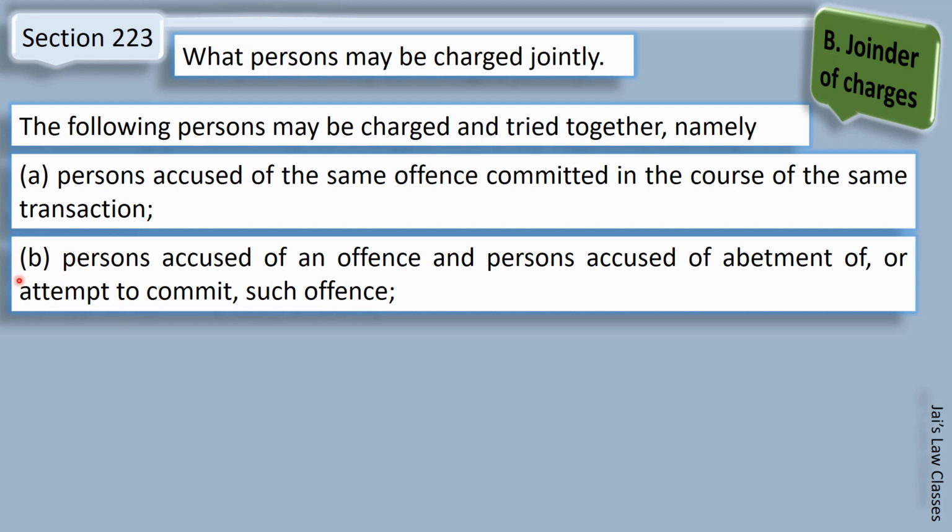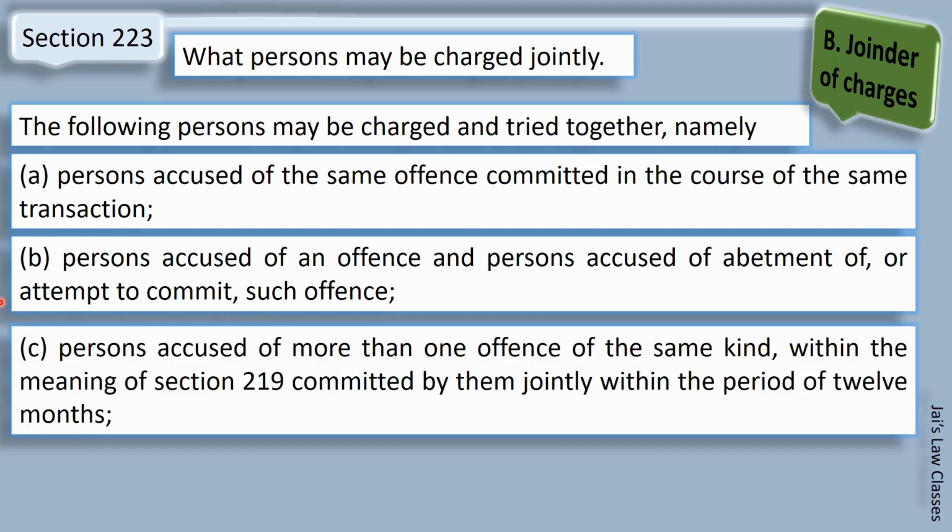Because of this thing. The person who has committed the offense will be tried together with those people who were abetting such offense, meaning asking them to do such offense, and also all those people who even tried to do the offense but may not have been successful, or they may not have completed it, but the other person has completed the offense. So all these people will be tried together.